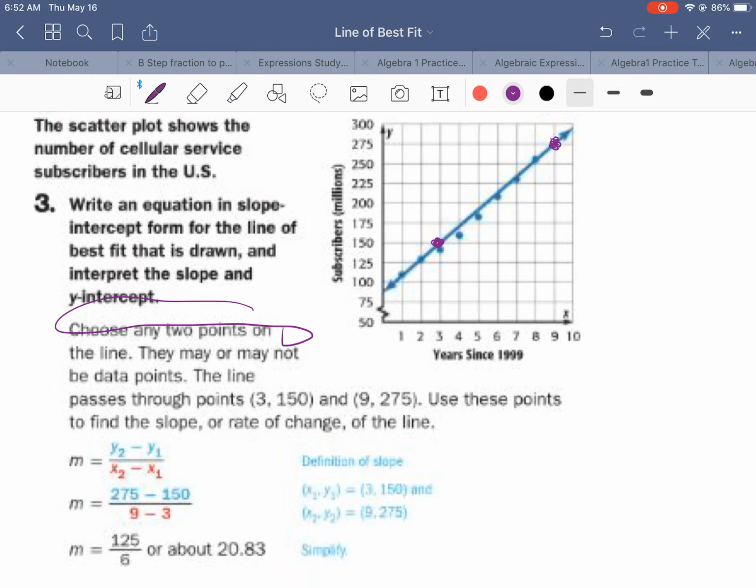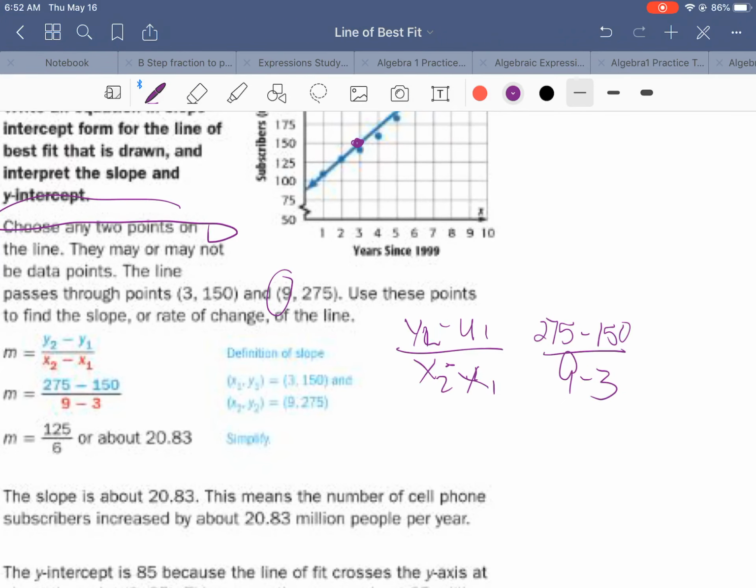Then you find the slope, so y2 minus y1 over x2 minus x1. Our y2 is 275 minus 150 over our x2, which is 9, minus 3. So we end up with 125 over 6, which gives us a slope of about 20.83.